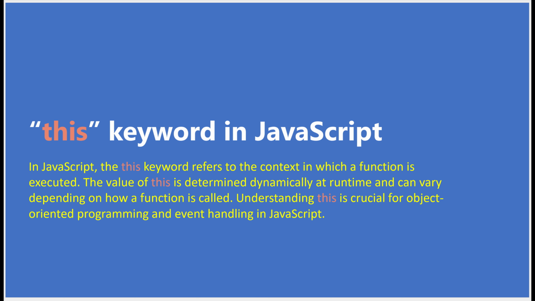The this keyword in JavaScript refers to the context in which a function is executed. But what does that mean exactly? Well, the value of this is determined dynamically at runtime and can vary depending on how a function is called.